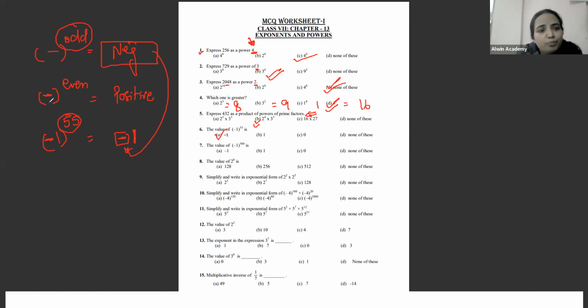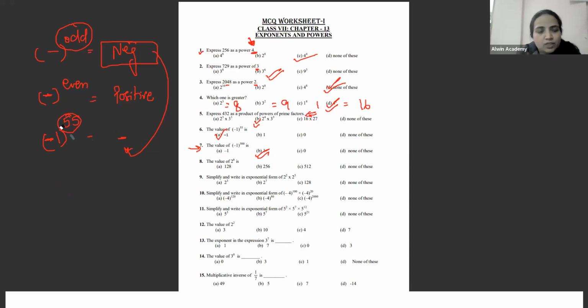Similarly, whenever you have minus 1 to an even power, you get a positive answer. This is used in question number 7. In question number 7, they have asked you minus 1 to the power 500. Negative base to an even power gives a positive answer. 1 to the power 500, 1 to the power anything is 1 only. So the final answer is positive 1. So B option.